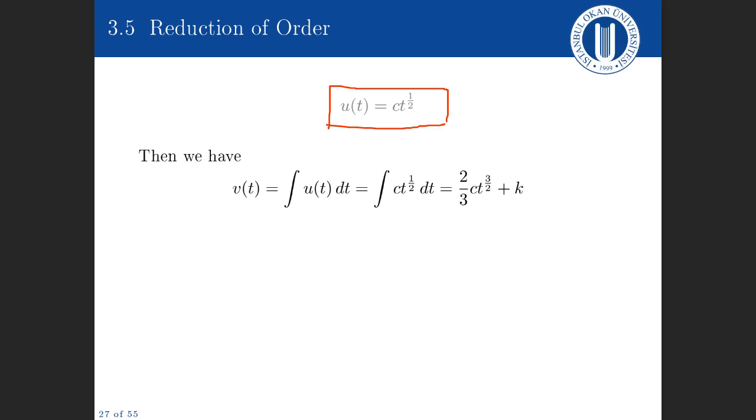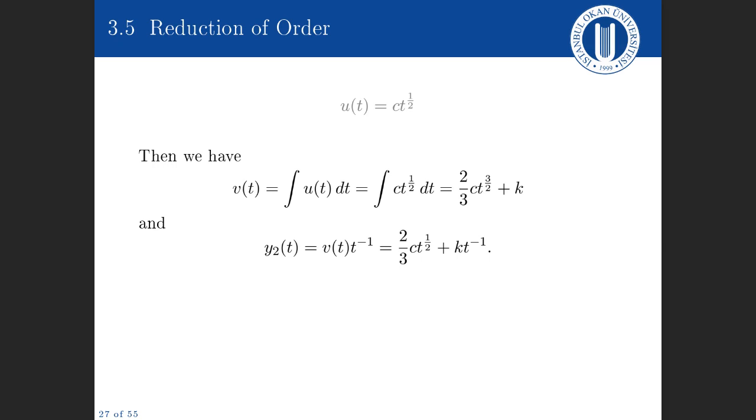After we know u, we can integrate it to find v. The integral of t to the power of a half is 2/3 t to the power 3/2. And then we get another constant. And then y2 must be v multiplied by y1. Take our function v and multiply it by t to the power minus a half. We end up with 2/3 c t to the power of a half plus k t to the power minus 1. This is a second solution, but we can do better.